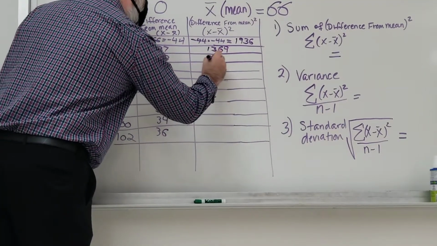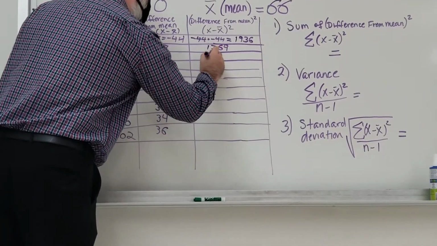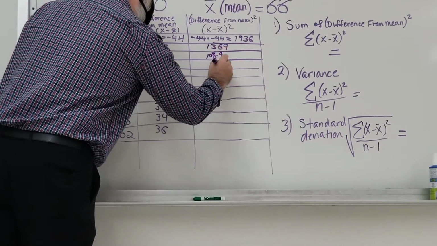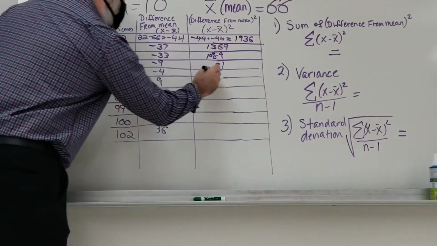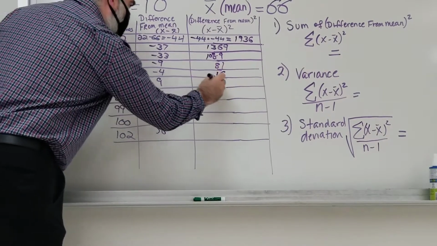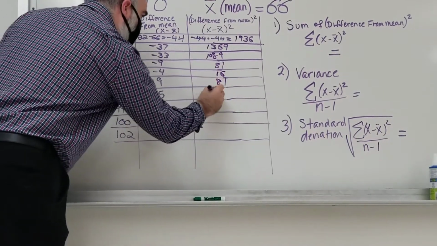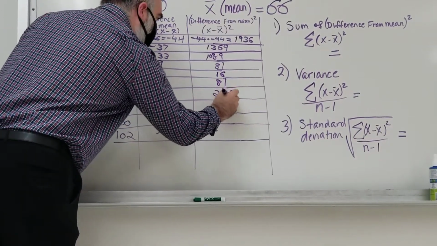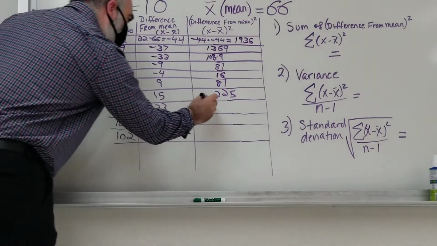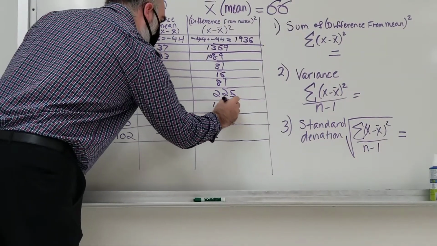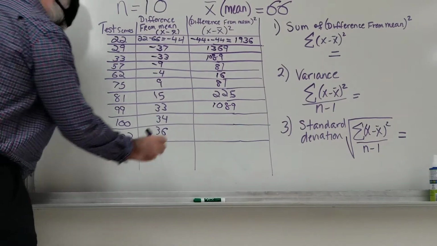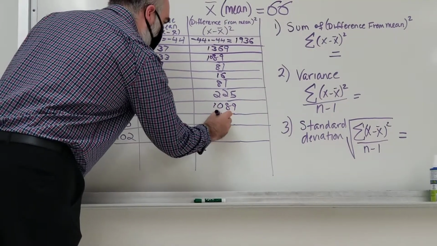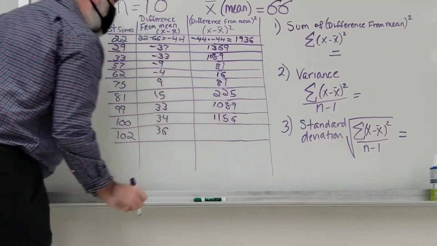1,089, 81, 16, 81, 225, 1,089, 1,156, and 1,296.